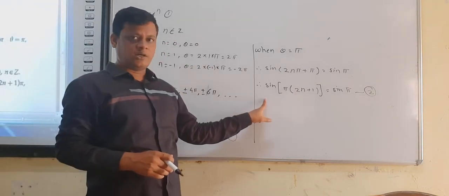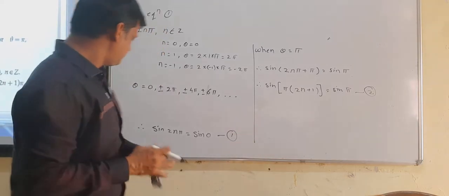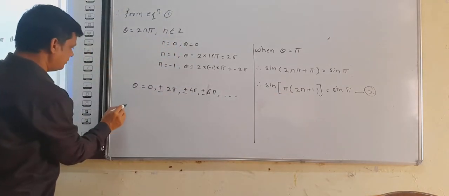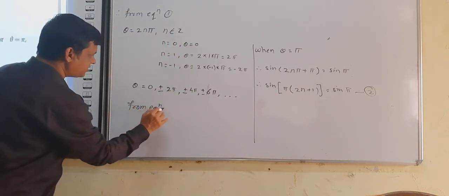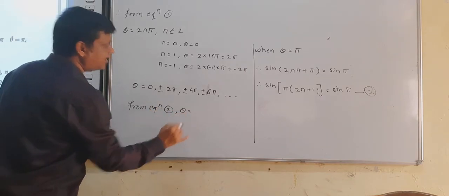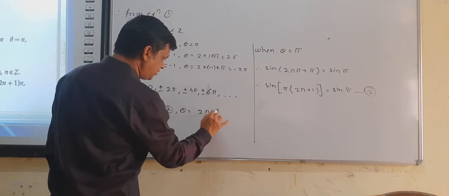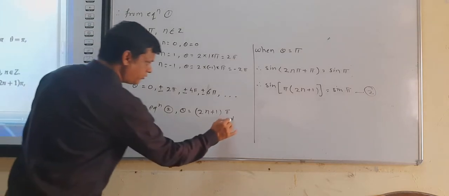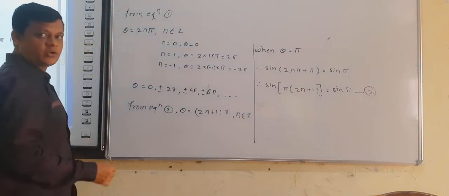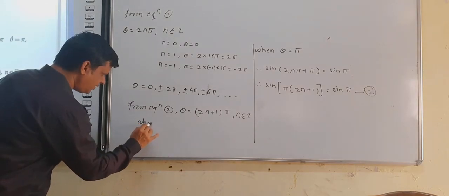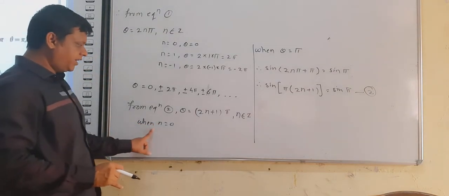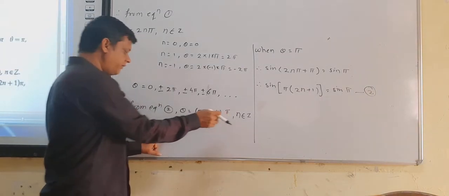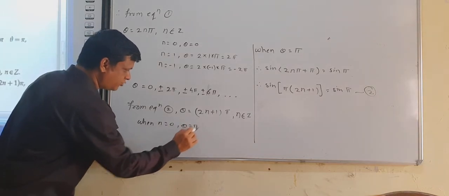Now from equation second, what do we conclude? Here we get theta equals, from equation second, theta is equal to twice n plus 1 into pi. Now again, we have to write here n belongs to Z. Z is the set of integers. When n equals 0, the first term gets 0, 0 plus 1 is 1, so we get the value pi. Theta is equal to pi.